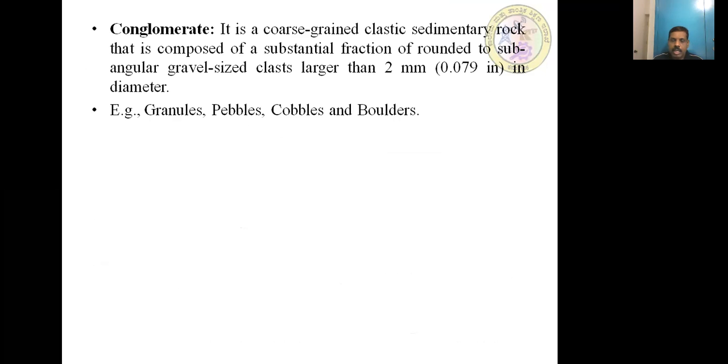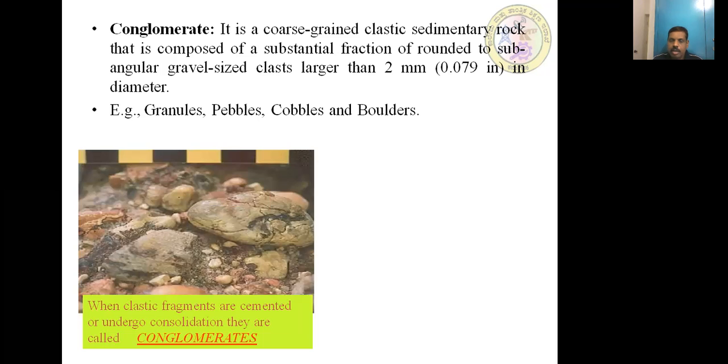So next one is conglomerate. It is a coarse-grained clastic sedimentary rock composed of a substantial fraction of rounded to sub-rounded gravel-sized clasts larger than 2 mm. In the picture we can see the rounded pebbles, which show the fragments are transported from a longer distance. Examples: granules, pebbles, cobbles and boulders.